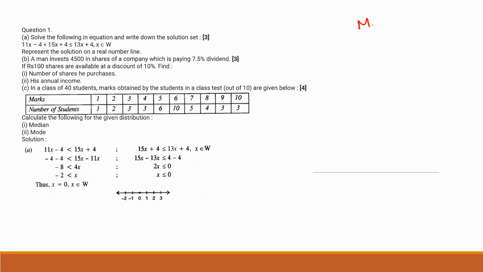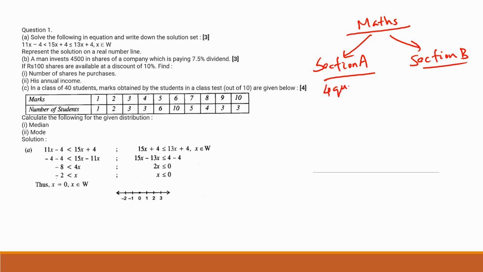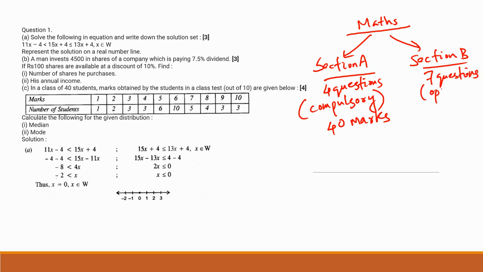Before we move on, let me give you a very brief on the ICSE maths paper, how you can expect your ICSE maths paper. Your maths paper will be divided into two sections, section A and section B. In section A you will have four questions, all compulsory, and this will consist of 40 marks. In section B there will be seven questions, and this is an optional section. You have to do 4 out of 7. This is also 40 marks.